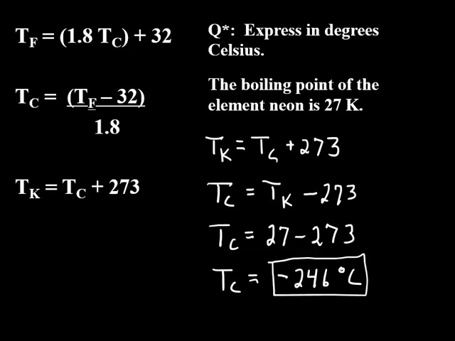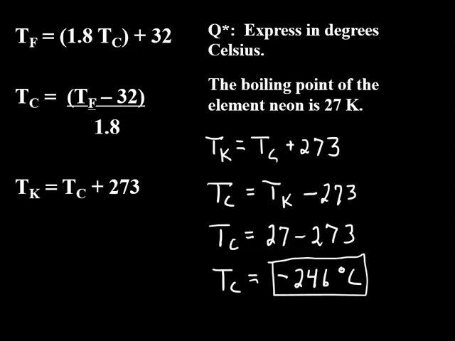We need to subtract 273 from both sides. And so when we rearrange it, we say the temperature in Celsius will be equal to the temperature in kelvins minus 273. So we will take 27 minus 273, and our answer is negative 246 degrees Celsius. So the boiling point of neon is 27 kelvins, which means the same thing as negative 246 degrees Celsius.